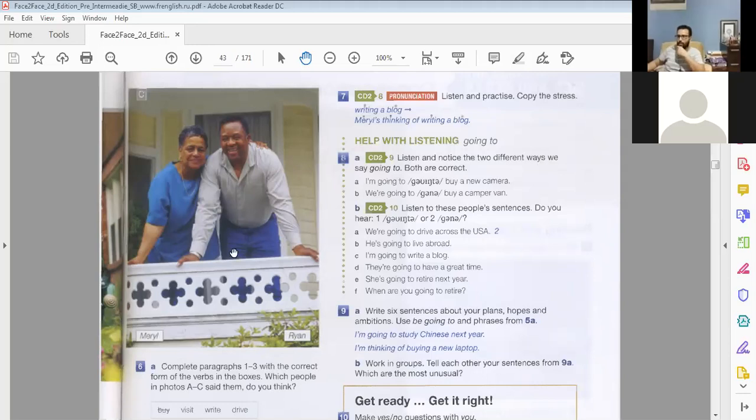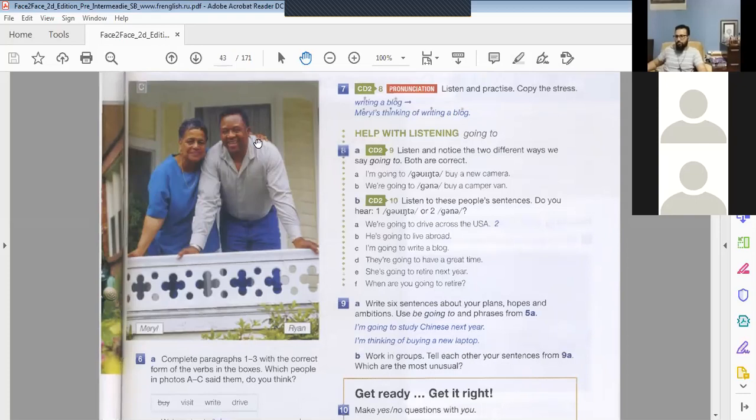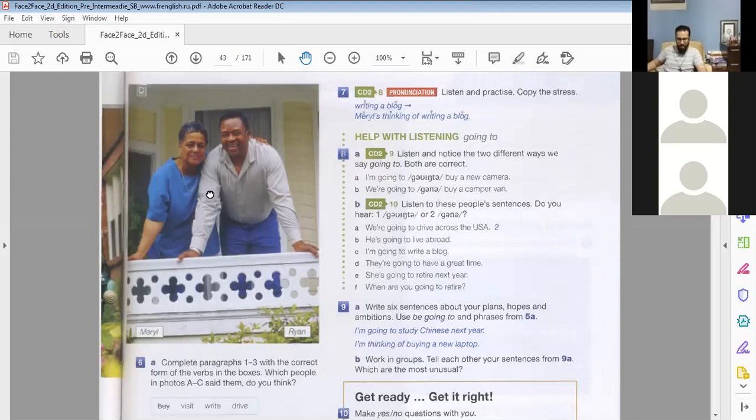Okay. What about this couple, Meryl and Ryan? What do you think they do? What's their job, in your opinion, Meryl and Ryan? Do you think maybe they are teachers or maybe engineers, bankers? What do you think?